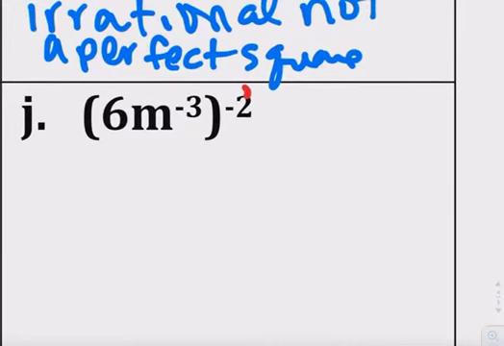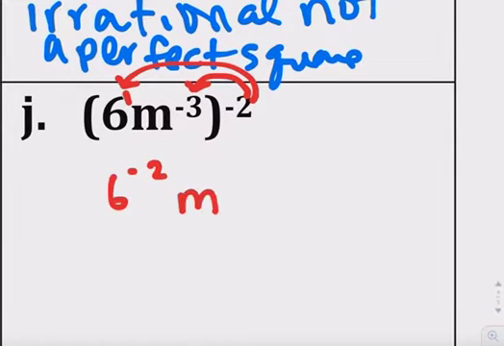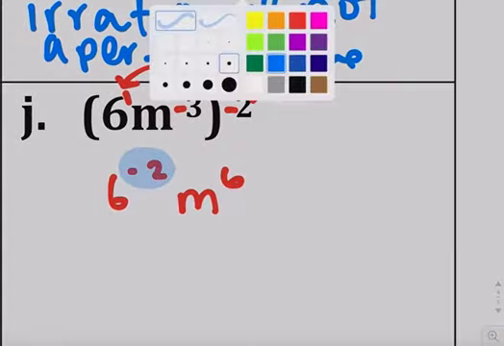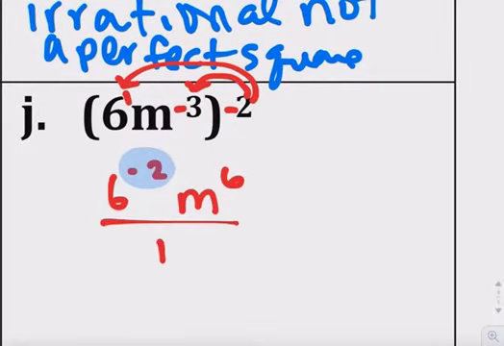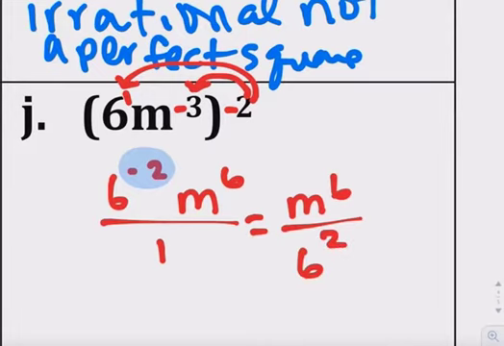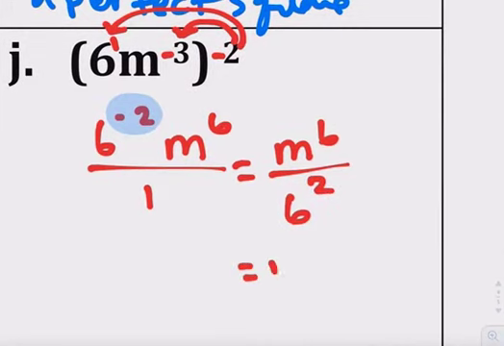Right here, you distribute. So 1, 6 to the negative 2, m, negative times a negative is a positive 6. Now, this one with the negative exponent has to move to the denominator. Okay, so that becomes m to the 6th and 6 to the 2nd, or the answer is m to the 6th over 36.